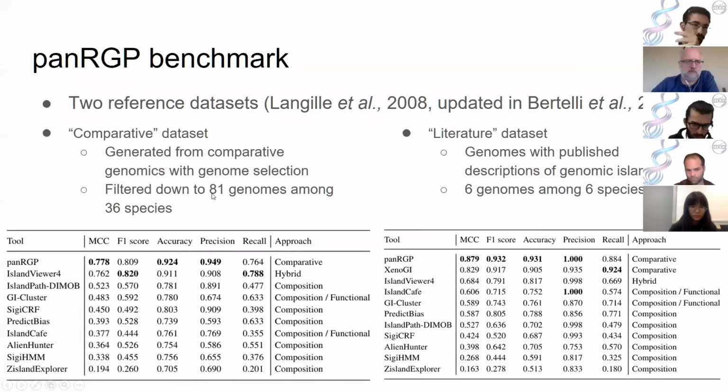It is built from comparative genomics and filtered down to 81 genomes. In this dataset, panRGP comes on top of the 10 other tools we tested it against, very close to IslandViewer 4, which is a state-of-the-art tool. The second dataset is much smaller, but also much more reliable as it relies on published descriptions of genomic islands. It is made of 6 genomes. Here again, our method comes on top of the other methods we compared it against.